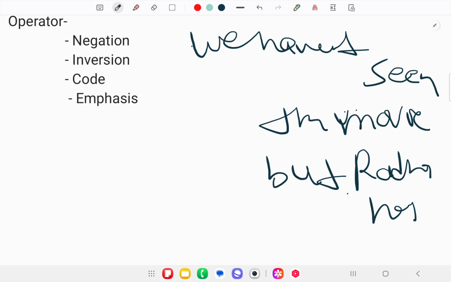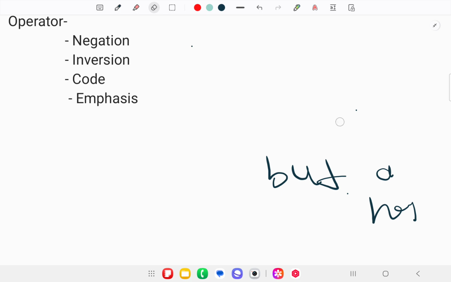that I haven't seen the movie but Radha has, it means that you didn't see the movie, only you have to see the movie. Okay, so this is known to be the code. Next we have another and the last point, that is the emphasis.